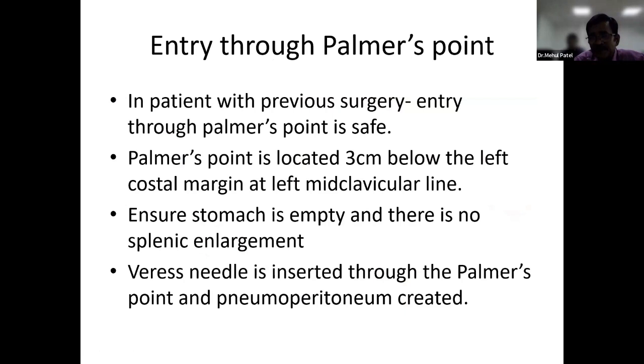And Palmer's point. This is an area where there is least adhesion. If you go into the abdomen after a previous surgery, either by midline incision or by Pfannenstiel incision, most of the adhesions are in the midline. So if you select a point, and this Palmer's point is an area where usually you draw a line between the tip of the 9th costal cartilage and the umbilicus.